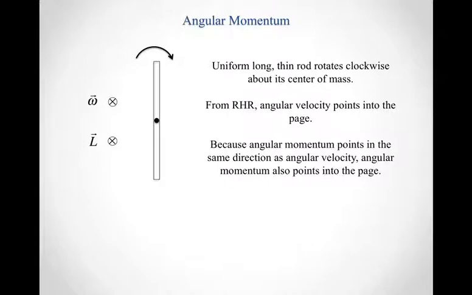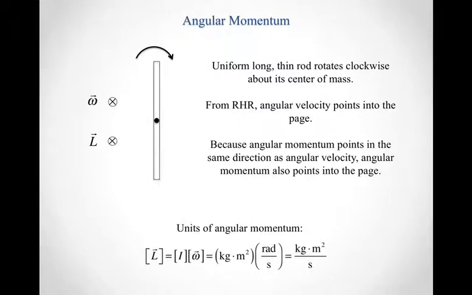So if I have an object rotating clockwise like this one, then its angular momentum is going to point into the page. An object rotating counterclockwise, if I curl my fingers counterclockwise, my thumb now points out of the page, so the angular momentum for an object rotating counterclockwise would point back up out of the screen towards me.